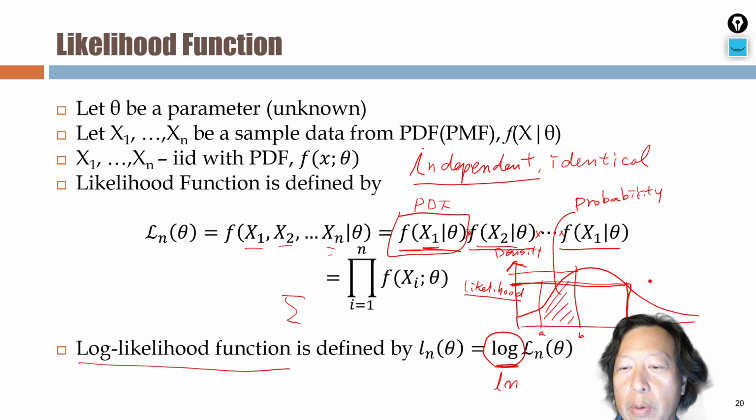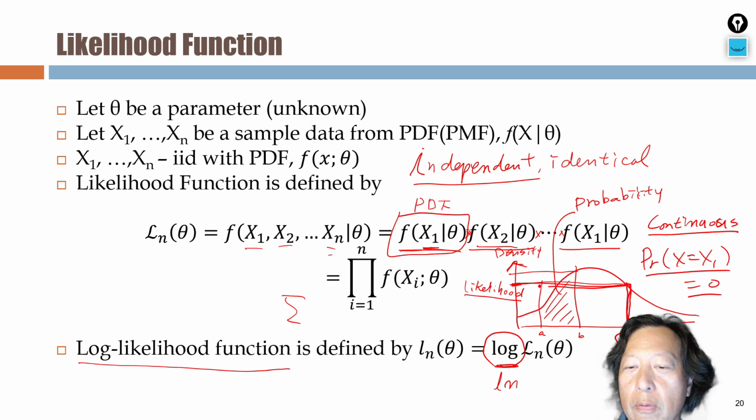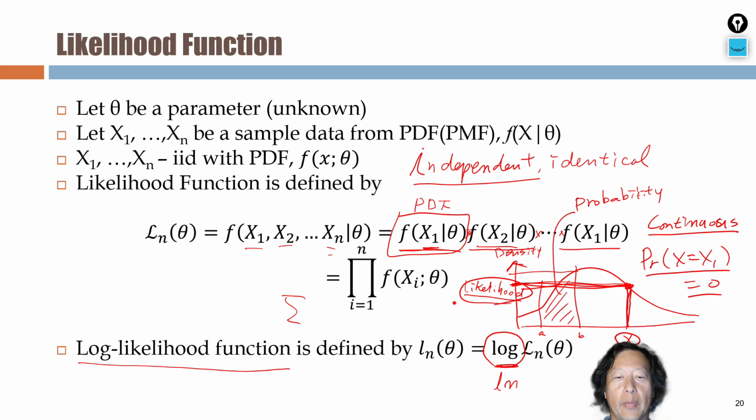Of course, the probability of x equals x1, a very specific number, will be 0 for a continuous random variable. This probability will be 0. However, we can use this y value. That's what we call the likelihood.